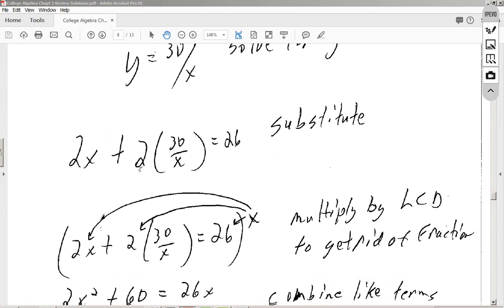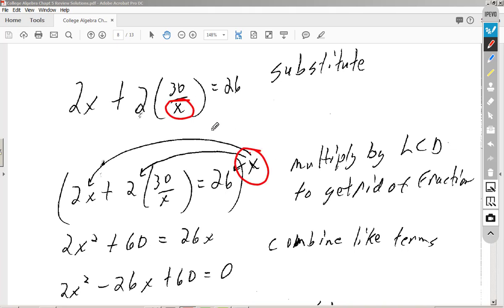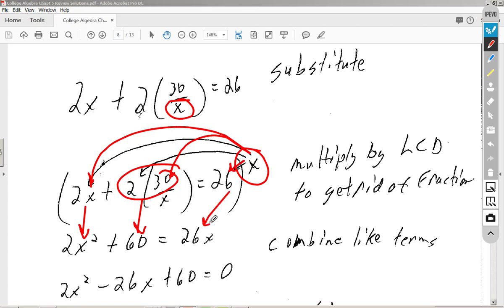I'm going to solve this by getting rid of my denominator. To get rid of your denominator, you multiply by the least common denominator, and that least common denominator is x. So multiply all my terms by x. When I do that, I end up with 2x squared. When I multiply this one by x, nothing crosses out, but 2 times 30 is 60. And then I multiply this last term by x, and I get 26x. So I've got my equation, 2x squared plus 60 equals 26x.